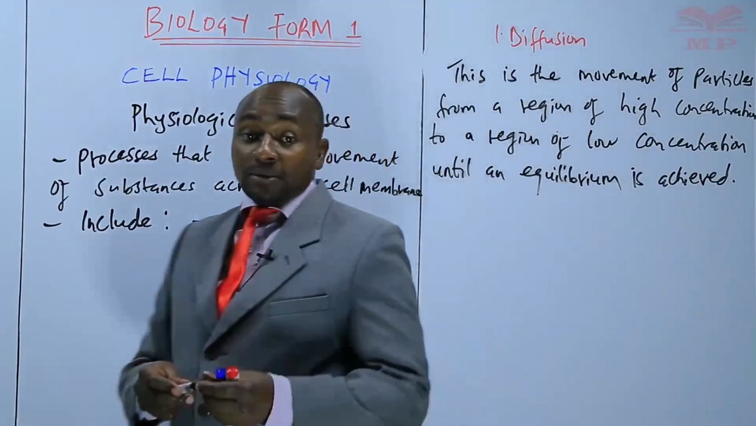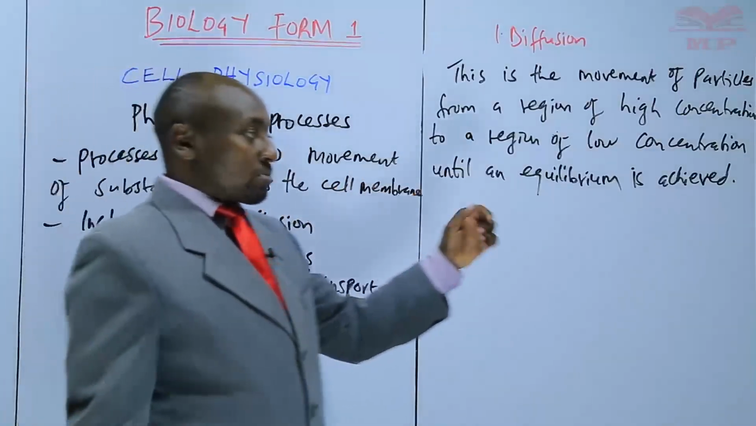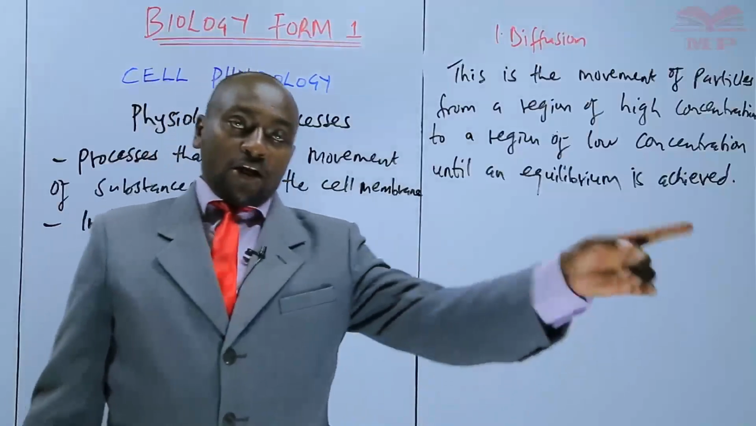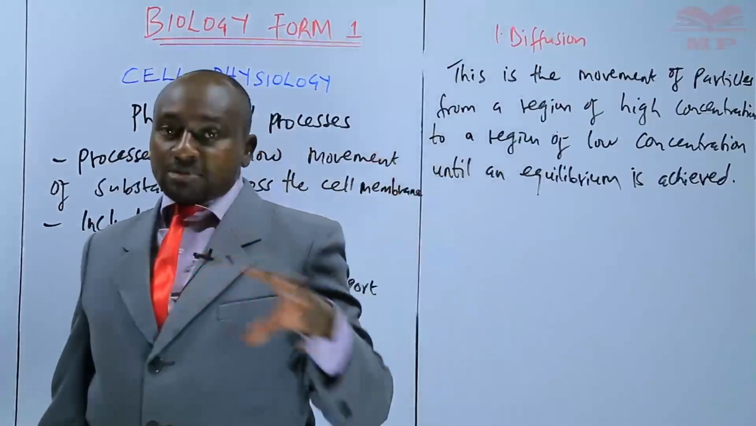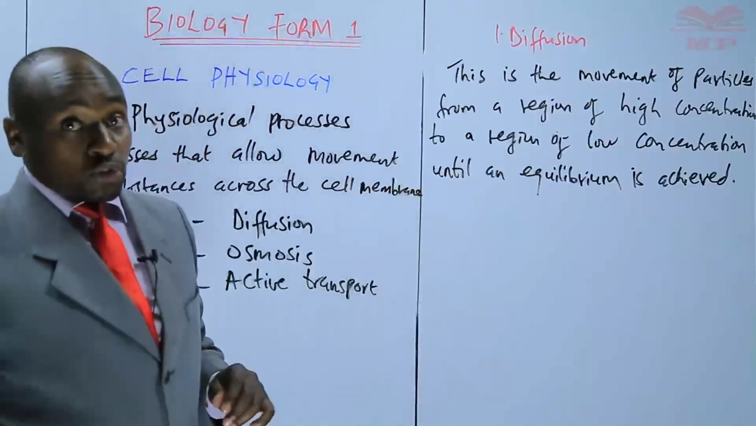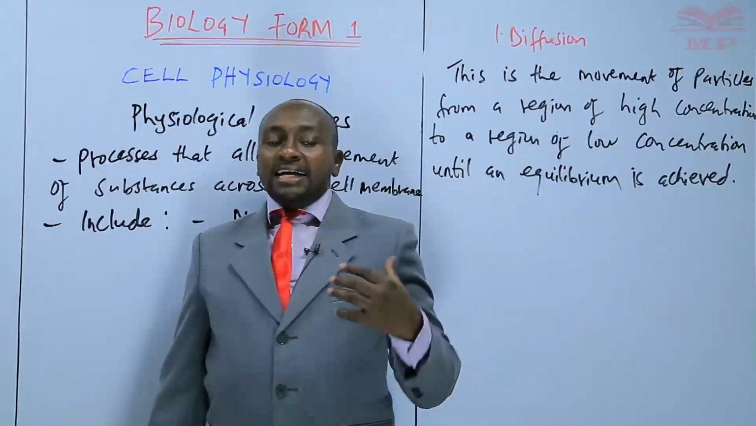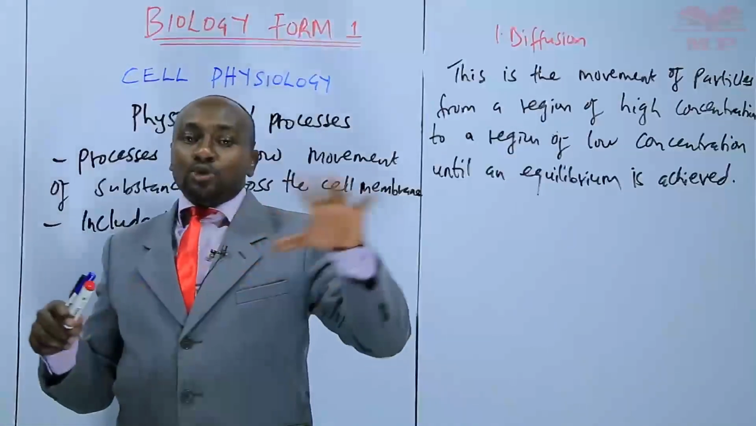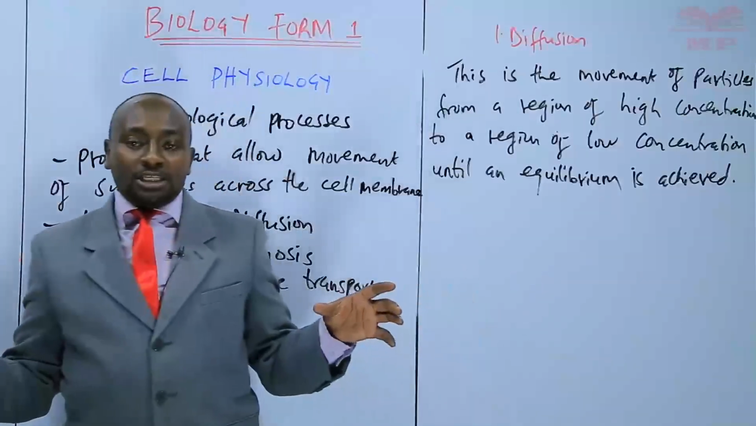So for example, if I have a gas here that has a very strong smell and then I release it, it will spread throughout the room. So the spreading out of those gas particles is by diffusion. So we will say that those particles have diffused until such a time that the entire room gets those particles. And you can be able now to get the smell of that particular gas.